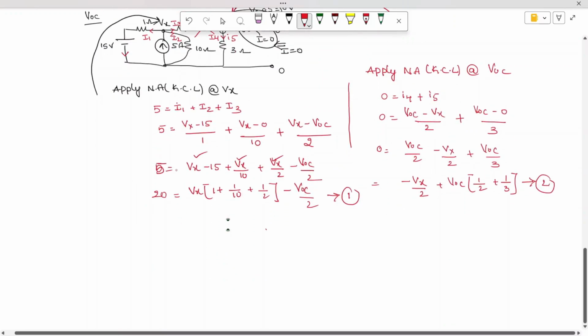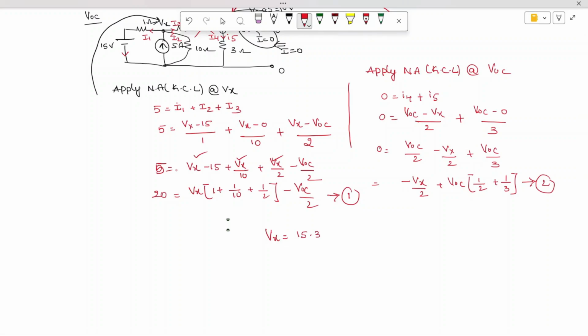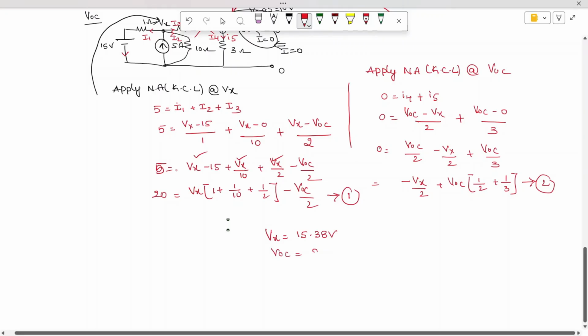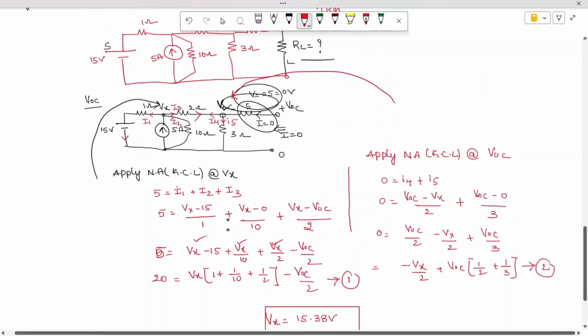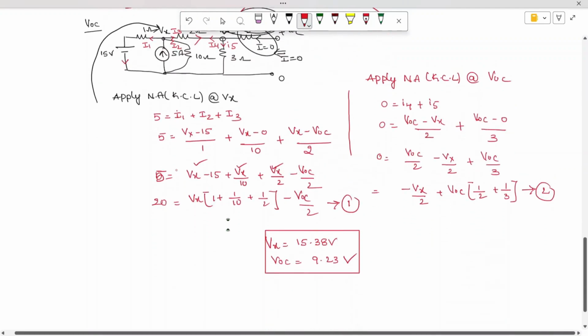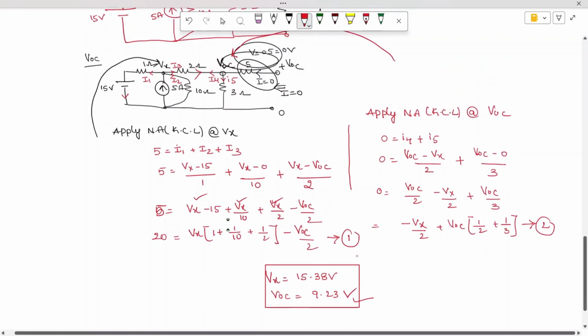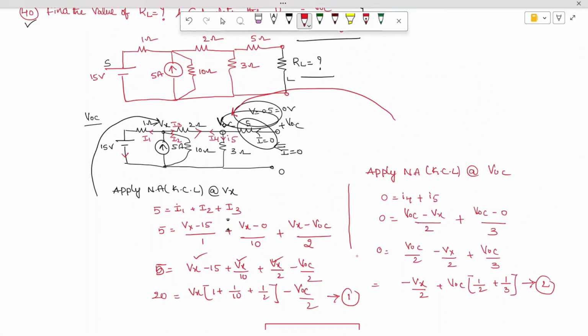Then we will get Vx equal to 15.38 volts and VOC equal to 9.23 volts. So these are the values we were supposed to get, and we have calculated the first part, which is VOC. Now, coming to the second part, how we are going to solve.